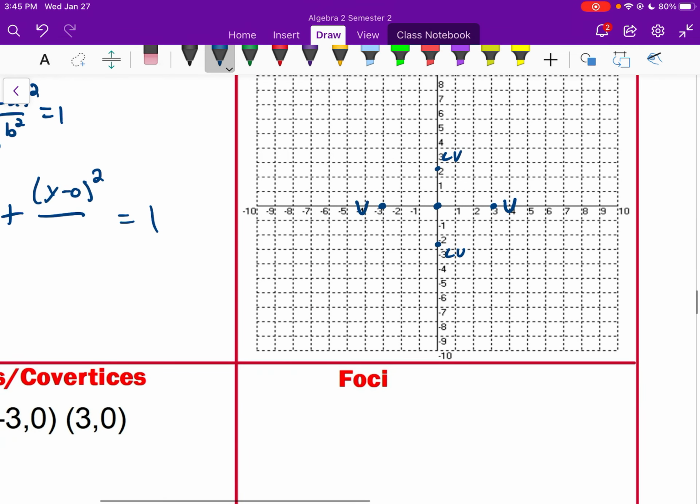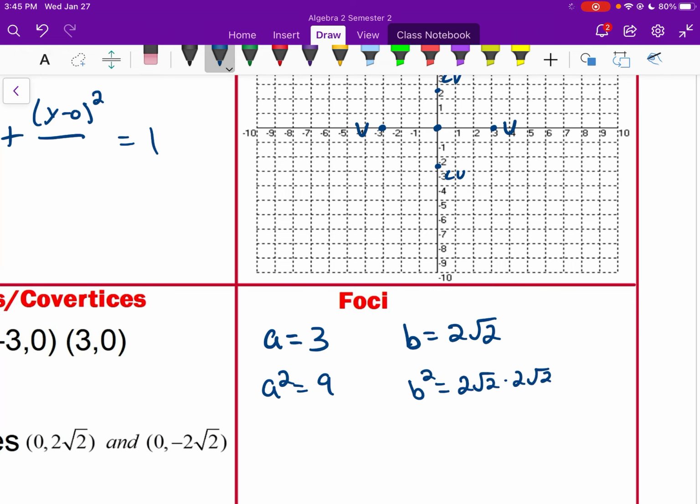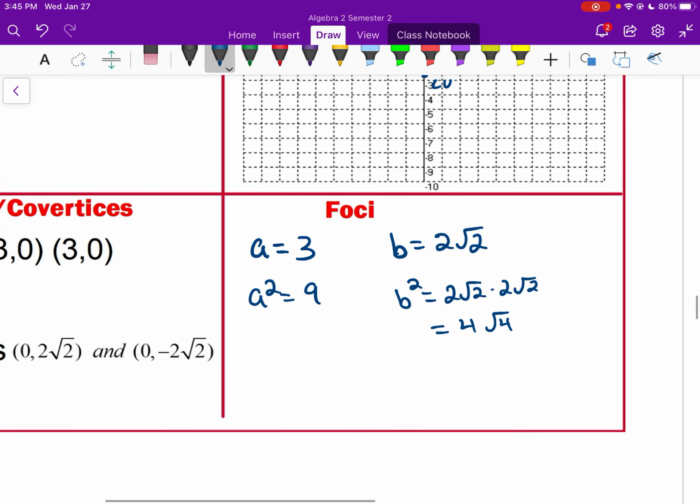Now, with these, when I'm given the vertices and covertices, I can figure out a and b. So in this case, a, which is our left and right because of the vertices, that's 3, meaning a squared would be 9. That b value, we went up and down 2 root 2. So b squared, that's saying 2 root 2 times 2 root 2, which would give us 4 square root of 4. Square root of 4 is 2, so 4 times 2, or 8.